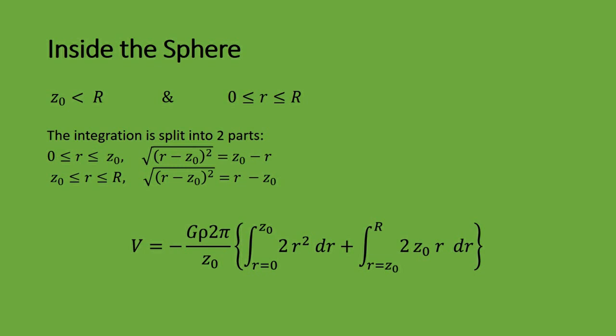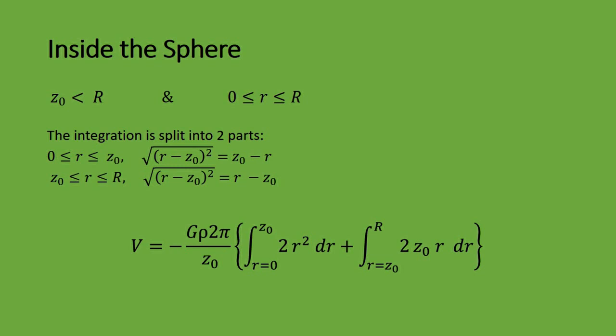So the two cases are different, and they will lead to a different value for the square root. For the first case, the square root will be simplified as the bigger quantity, which is z0, minus small r. While for the other region, the bigger quantity is small r, and the smaller will be z0. So you can see the difference now.